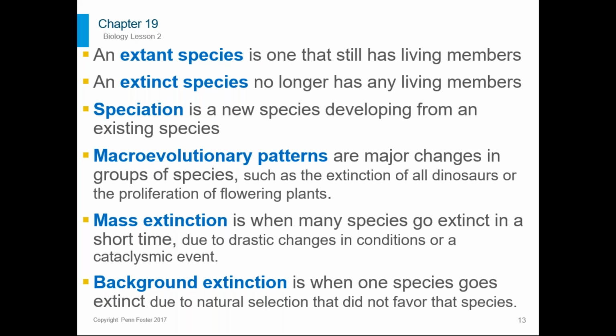The other type is background extinction, and that's less of a big deal. It's when one species goes extinct just due to natural selection that did not favor that species. So if we think in the scale of millions of years, background extinction is happening all the time, one species here and there. Mass extinction is like a whole lot of things going extinct at once.